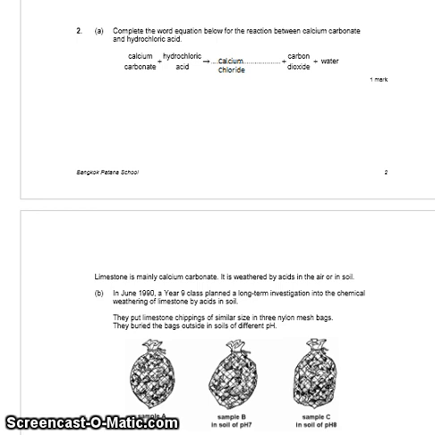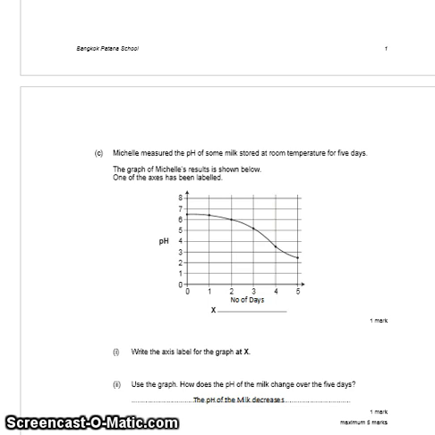In June 1990, a Year 9 class planned a long-term investigation into chemical weathering of limestone by acid in soil. They put limestone chippings of similar size in 3 nylon mesh bags. They buried the bags outside in soils of different pH. So we have sample A, which is pH 5, sample B, which is pH 7, and sample C, which is pH 8. Now again, this is linking back up to the chart you had earlier.